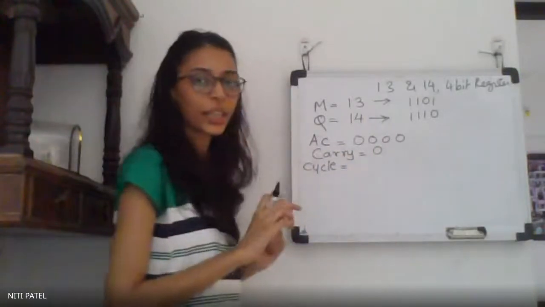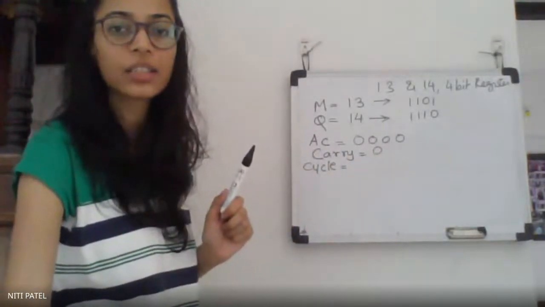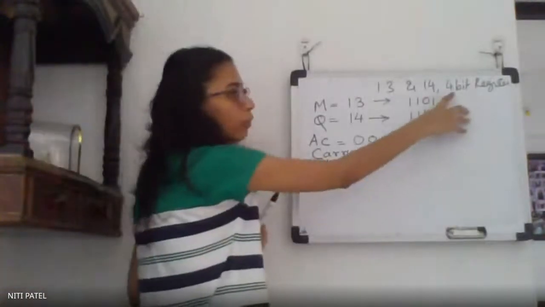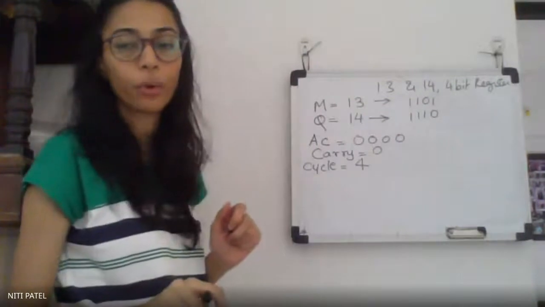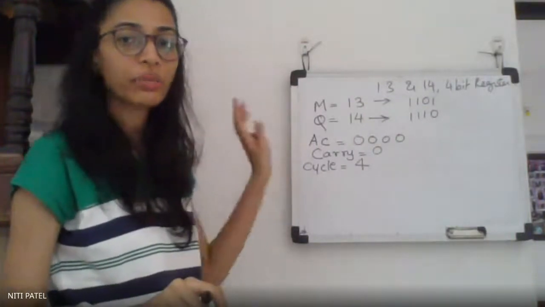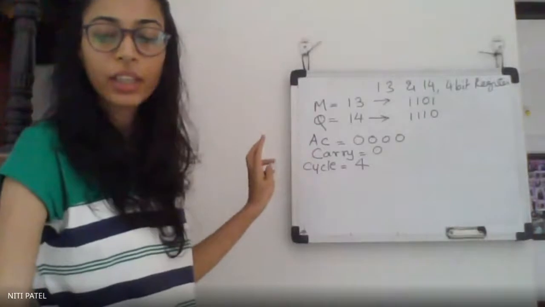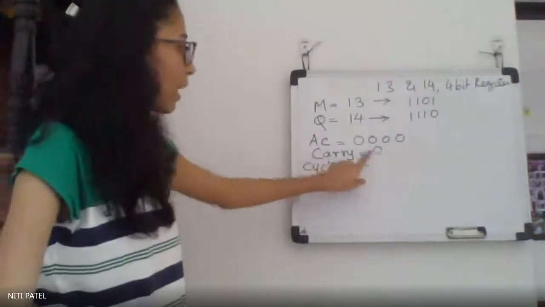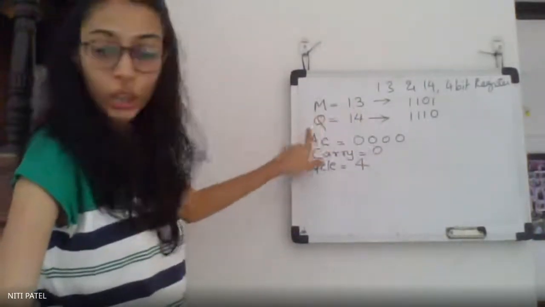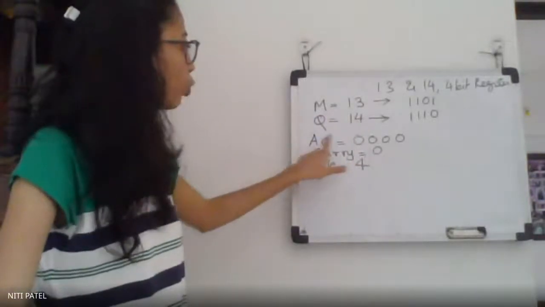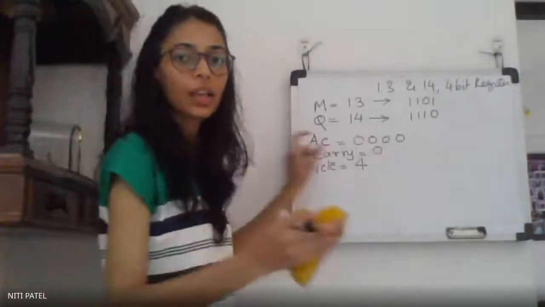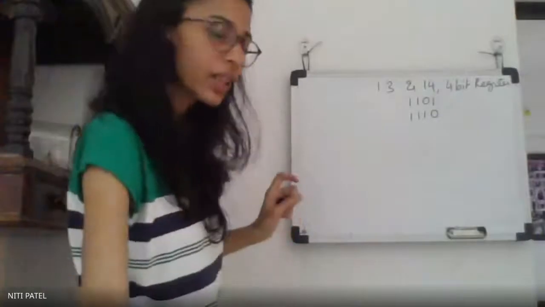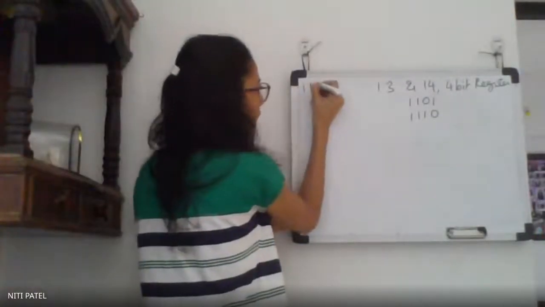What is the value of cycle? If you see in the algorithm, it is written cycle is equal to n. How many n do you have? 4. So you will have 4 cycles. Is this clear up till here? So we have started the algorithm. We have completed the first box where I have assigned carry as 0, M as 13, Q as 14, accumulator as all zeros, and carry equal to 0. Is this clear up till here? Okay. Now the next step is we start doing the actual multiplication.